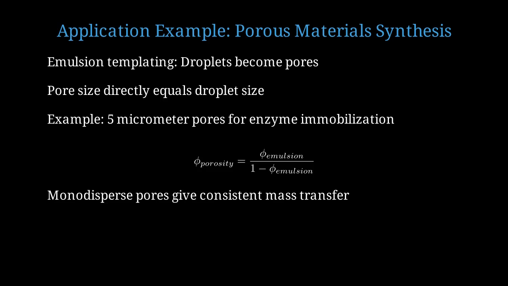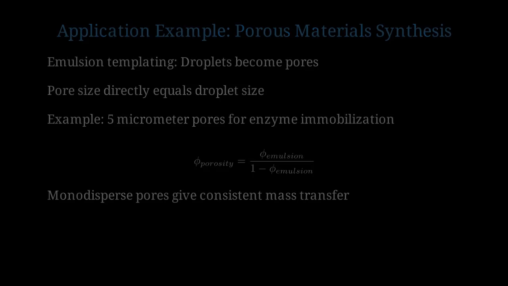Every region has the same transport properties, leading to uniform catalytic activity. Now let me discuss some practical considerations and challenges when working with microfluidic emulsion generation. The first challenge is throughput. Microfluidic devices typically produce droplets at rates of tens to thousands per second. For industrial applications, this might not be enough.